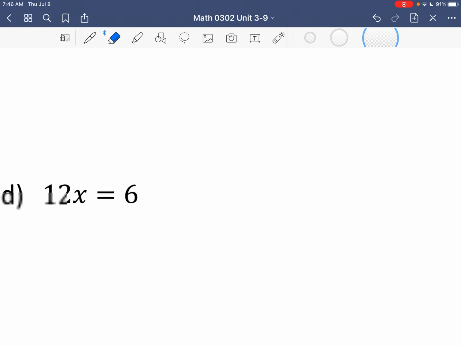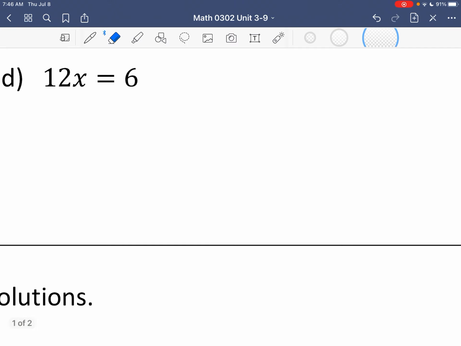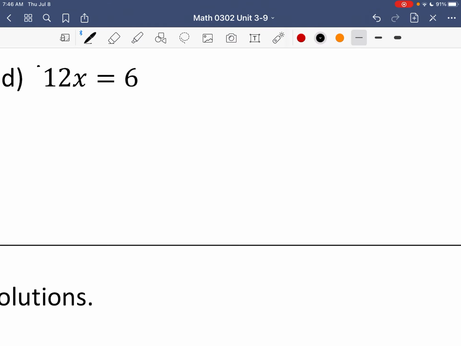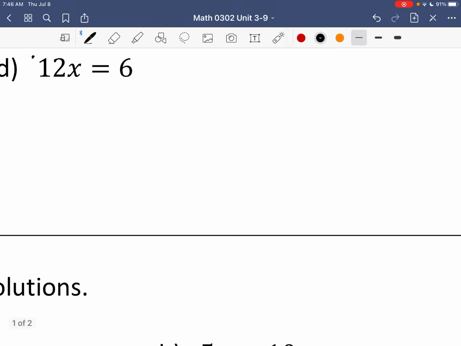Okay, we'll do part D. In part D, the equation is 12 times x is equal to 6. Since we have a multiplication here, the multiplication of 12 times x, that will be undone by division. So we're using the division property of equality.